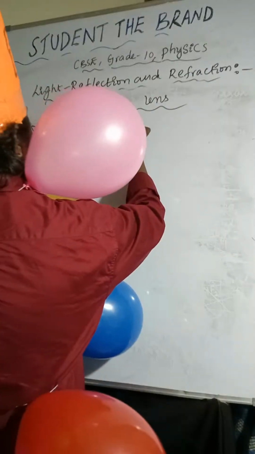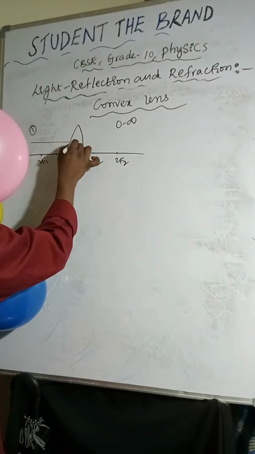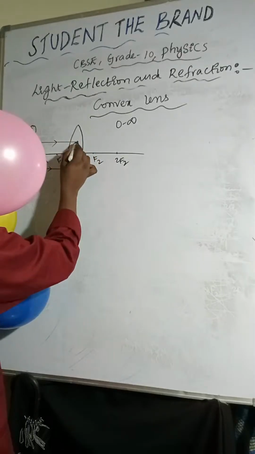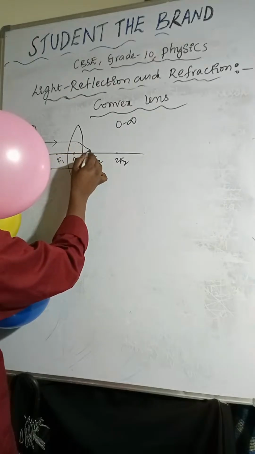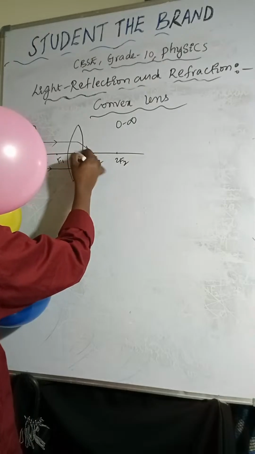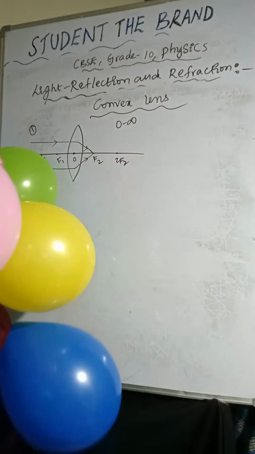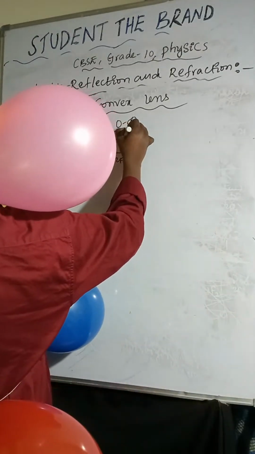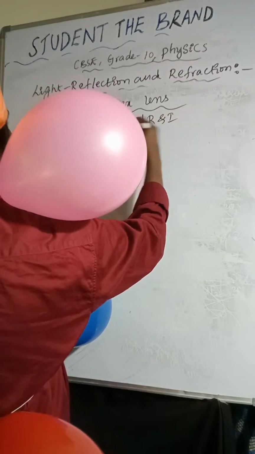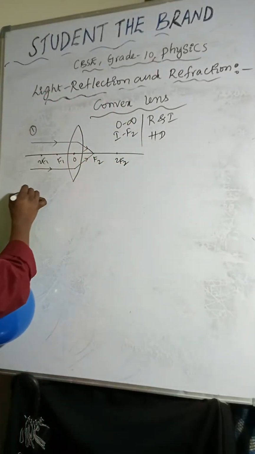Light rays, object is at infinity. So how many light rays I'm taking? One light ray I'm taking like this, another light ray I'm taking. After refraction, those light rays are meeting at one point here. So object is at infinity, image is forming at F2. Nature of the image is real and inverted. Size of the image is highly diminished. So point size image is forming at F2.